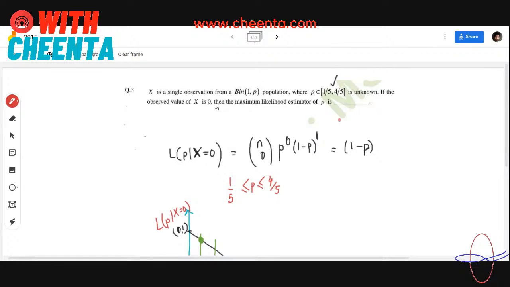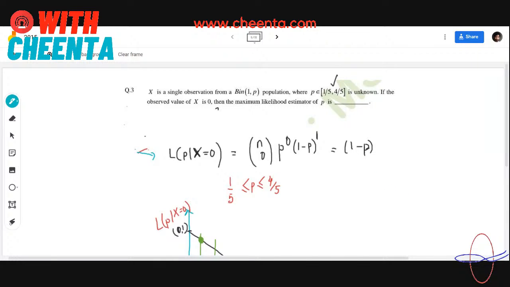When you're trying to do this, just go by the general form, from first principles. Don't try to apply theorems as they are, just do the basic stuff. First, write the likelihood: it is n choose x, p to the power x, times (1 minus p) to the power n minus x. Here n is 1, a single observation, and x equals 0, so the likelihood is 1 minus p.